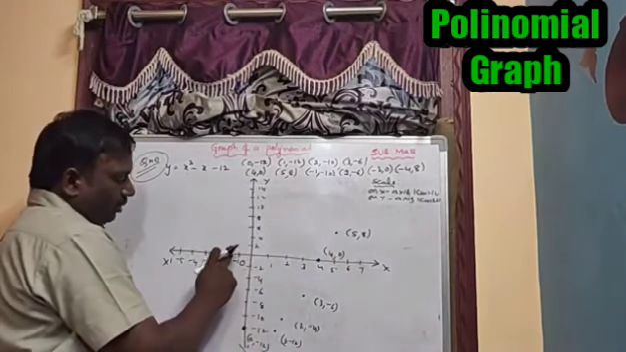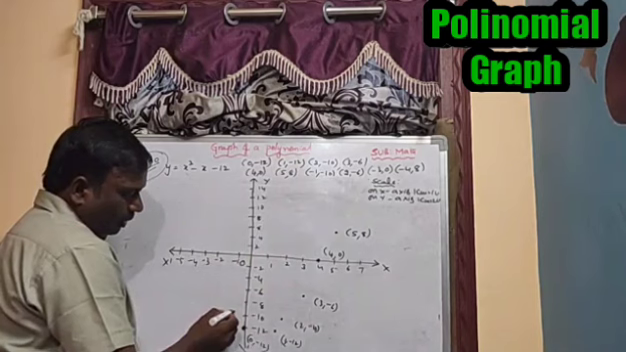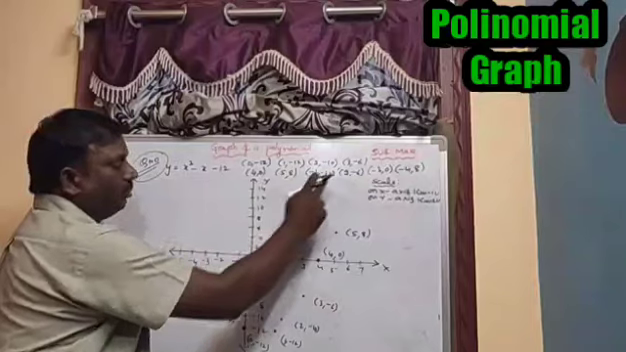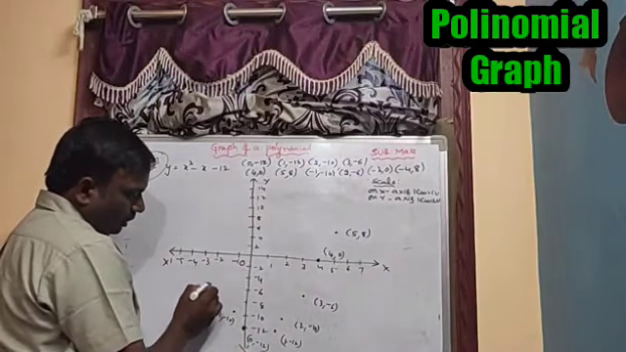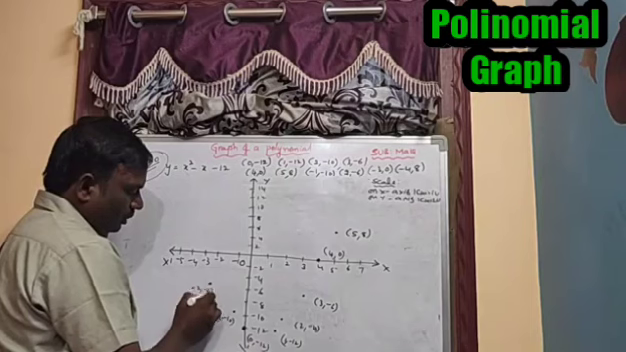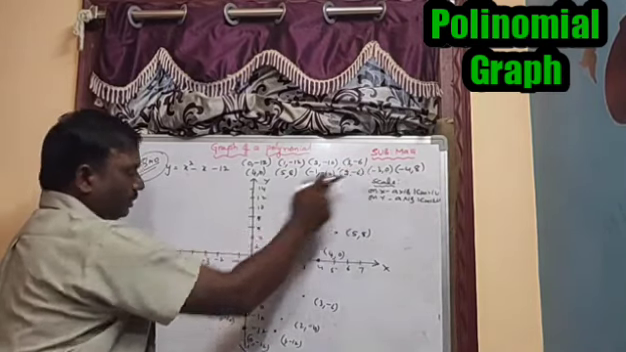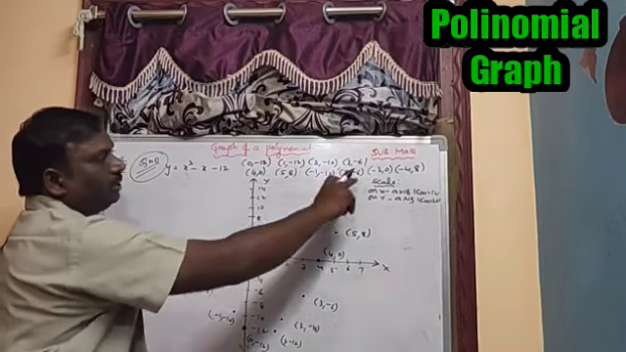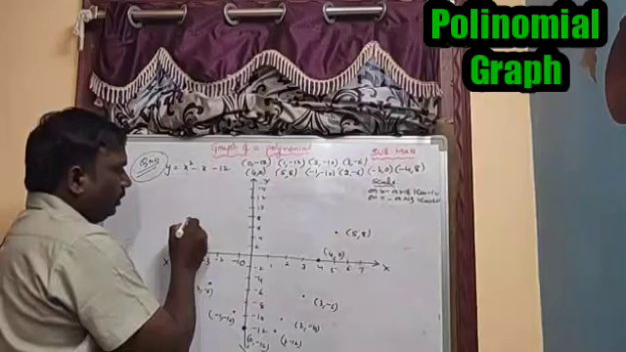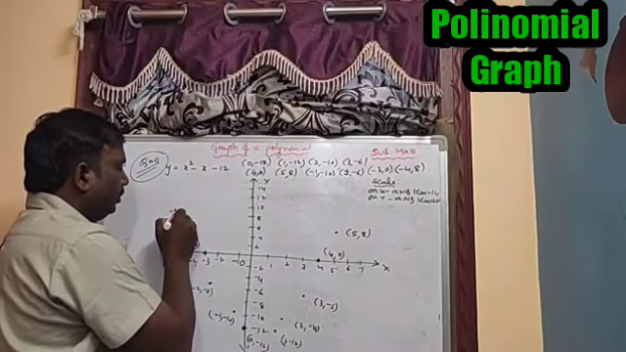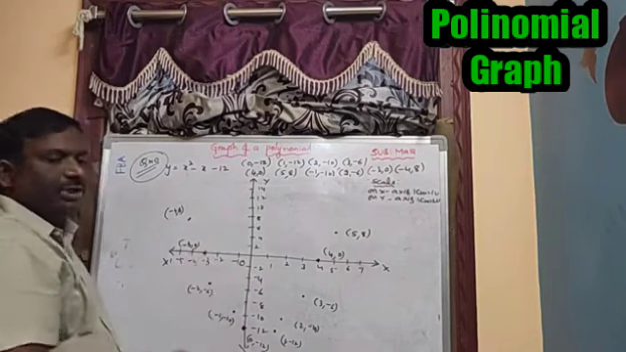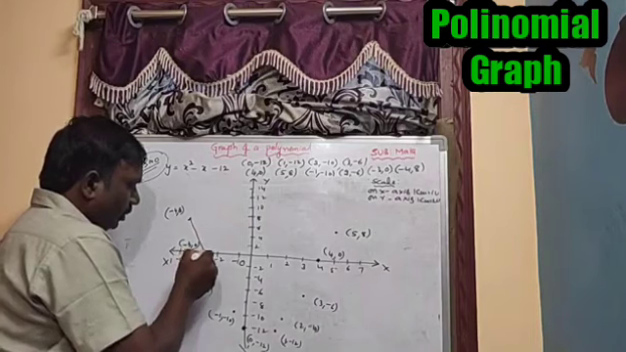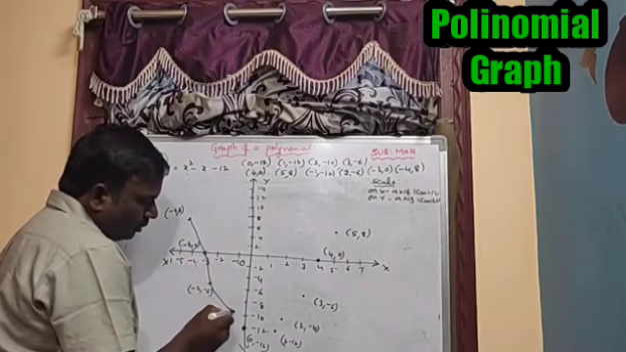Now -1 comma -10. This is the point. Then -2 comma -6, this is the point. Next -3 comma 0. Next -4 comma 8. So these points, if you join them with a freehand curve, then your graph will become like this.